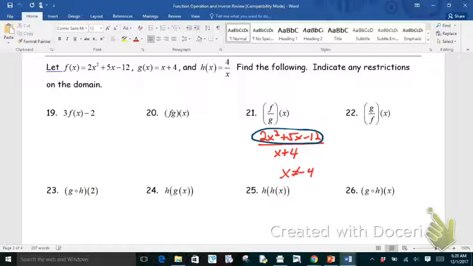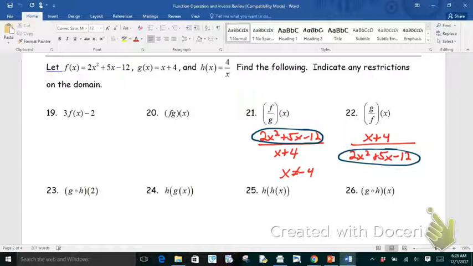Looking at g over f of x, the same thing would be true. So we have x plus 4 over 2x squared plus 5x minus 12. This is a place where we need to really check, is this factorable? And if it is factorable, then we need to make sure that we list all of the solutions of those factors as restrictions, because again, the denominator cannot equal 0.